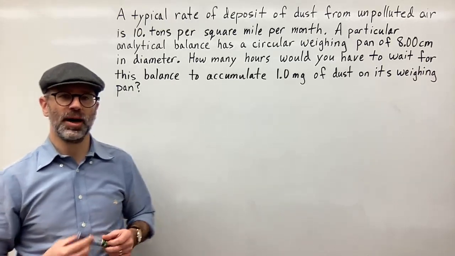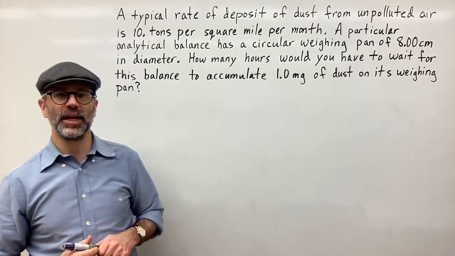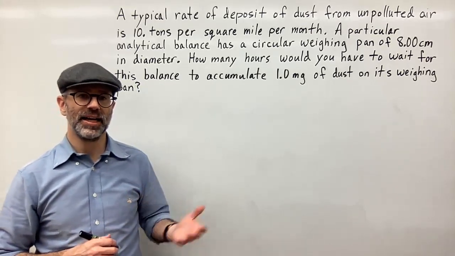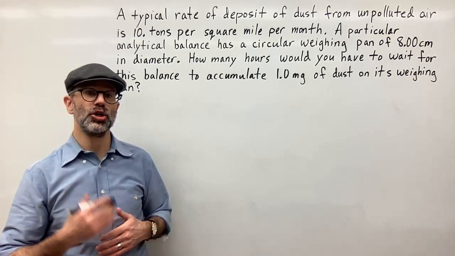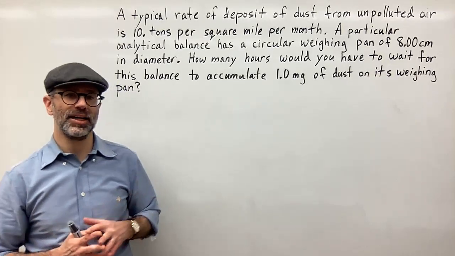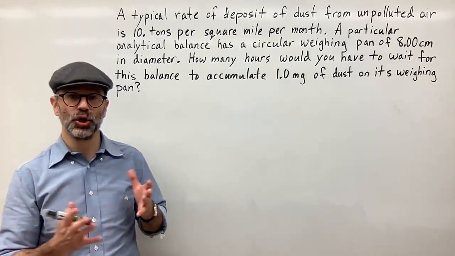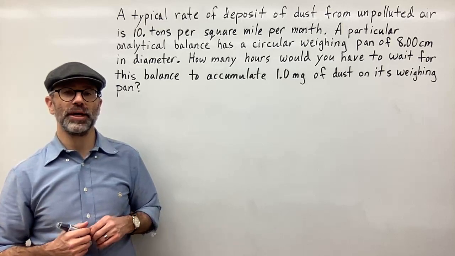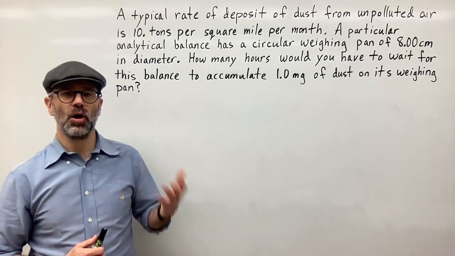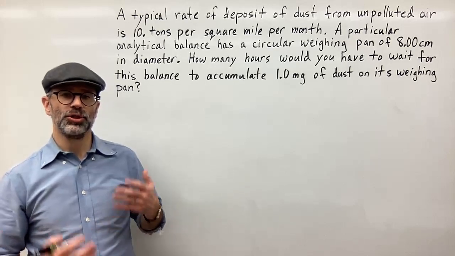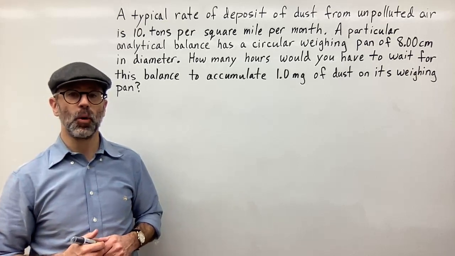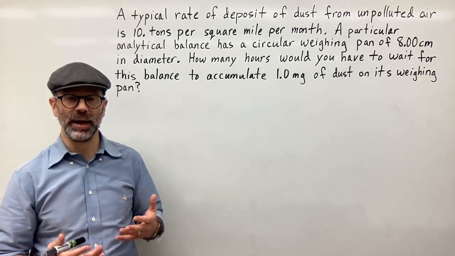In this problem, the typical rate of deposit of dust from unpolluted air is 10 tons per square mile per month. They're giving us a particular analytical balance, and it has a circular weighing pan of 8.00 centimeters in diameter. Then they ask, how many hours would you have to wait for this balance to accumulate 1.0 milligrams of dust on the weighing pan?